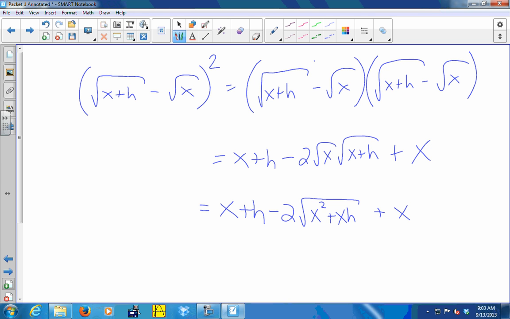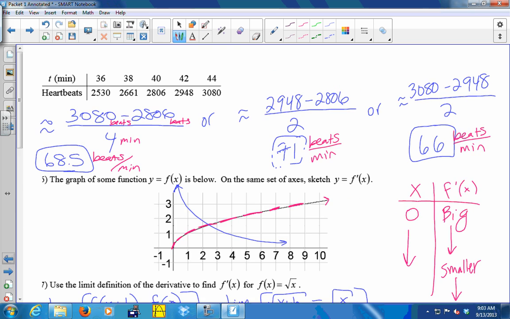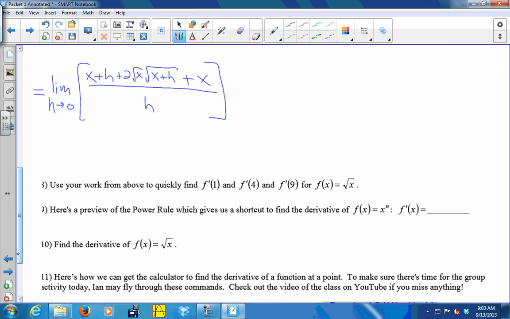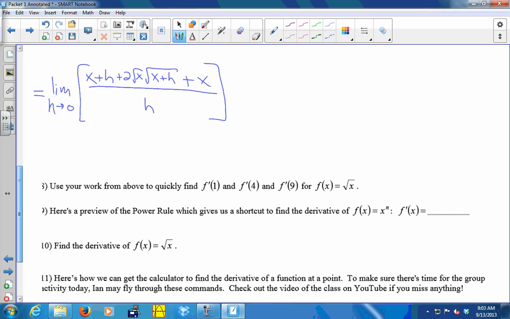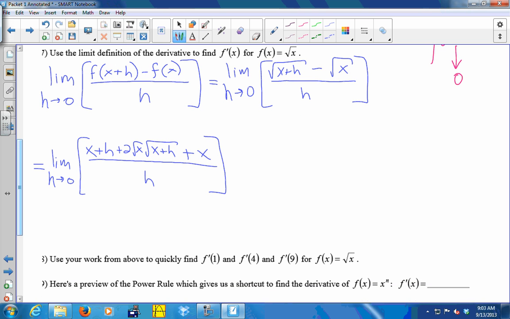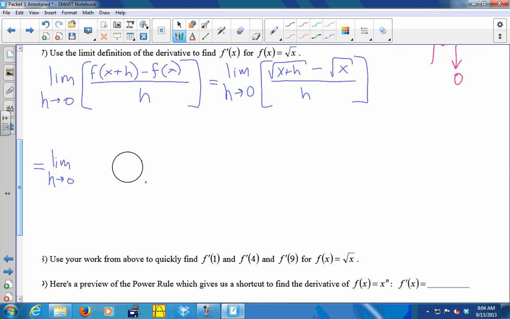I don't know, is this helping? Yeah. Yeah, we still have h's, we still have radicals, nothing has canceled. All right, so maybe this was not the best approach. Minus the square root of x over h, sure, yeah. That is definitely a possibility.